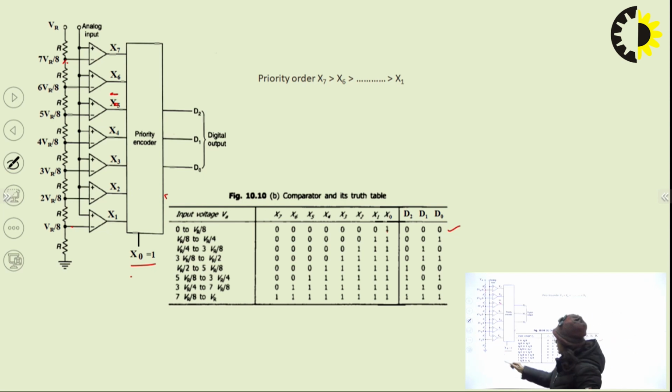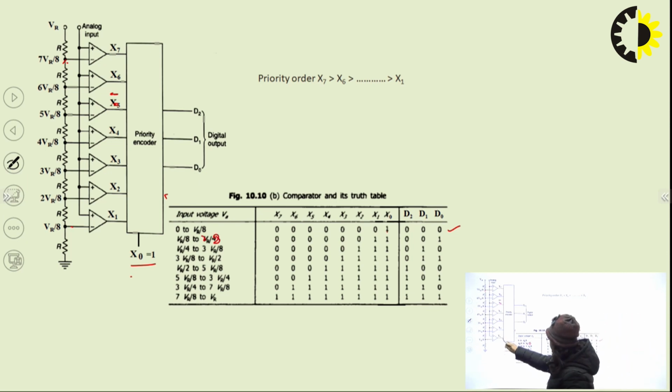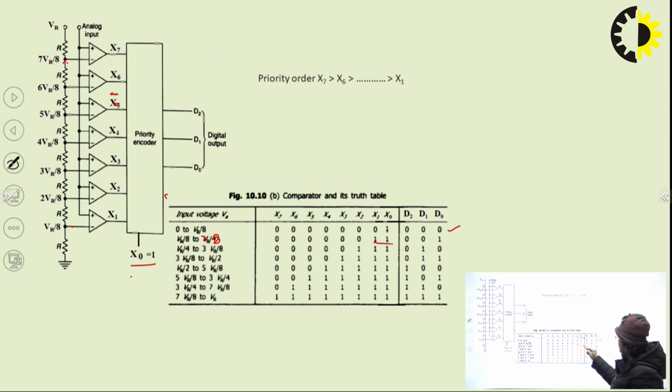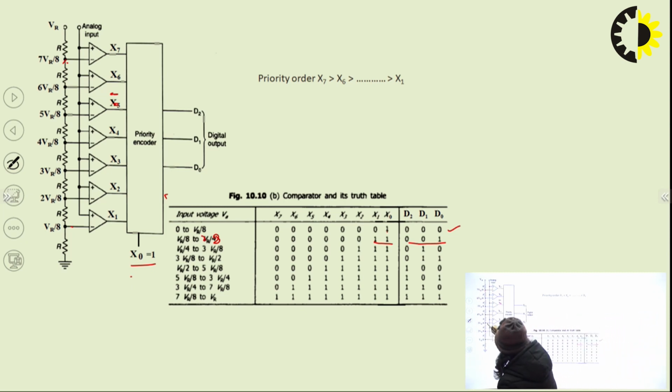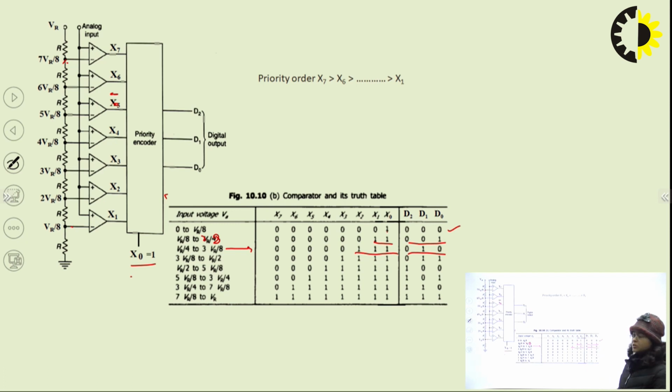If the input voltage is greater than VR by 8 but less than 2 VR by 8, then the output of the first comparator will also be 1, that is x1, x0 both are 1. Then as it's a priority encoder with MSB having higher priority, 1 is encoded giving 0, 0, 1. Similarly, if the input is between 2 VR by 8 and 3 VR by 8, then x2 is also 1 and 2 is encoded as 0, 1, 0.